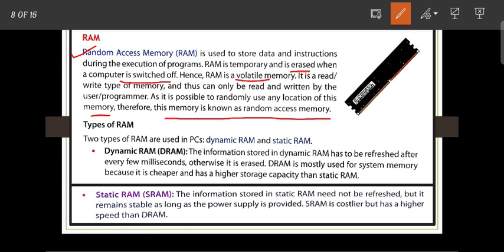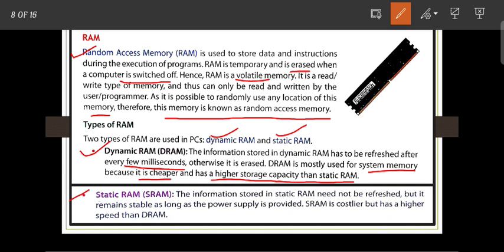So there are two types of RAM: dynamic RAM and static RAM. First is dynamic RAM. The dynamic RAM has to be refreshed after every few milliseconds, otherwise it is erased. Dynamic RAM is mostly used for system memory because it is cheaper and has a higher storage capacity than static RAM.